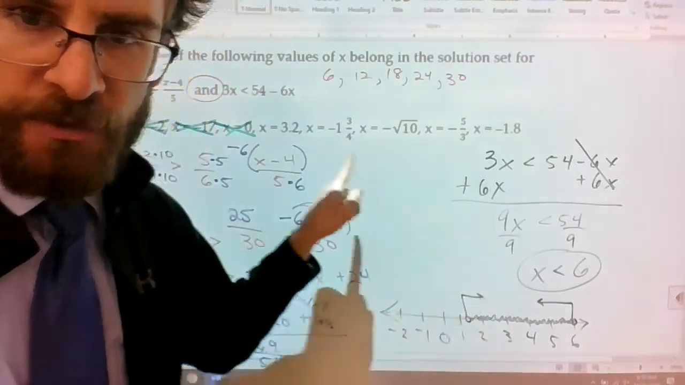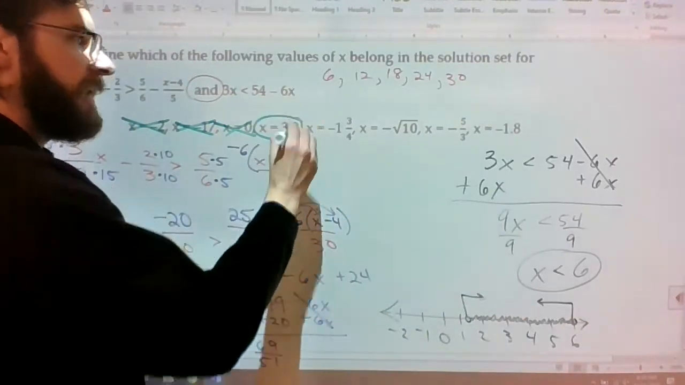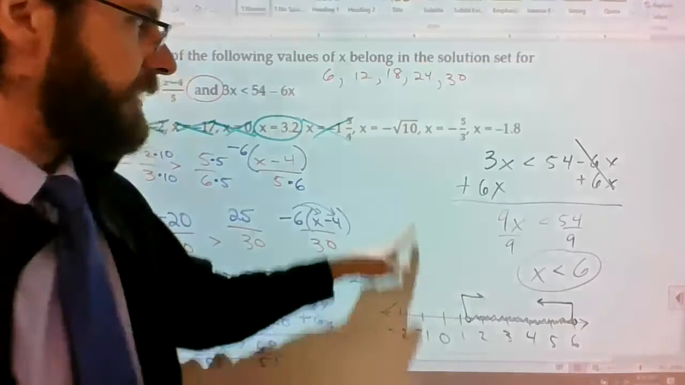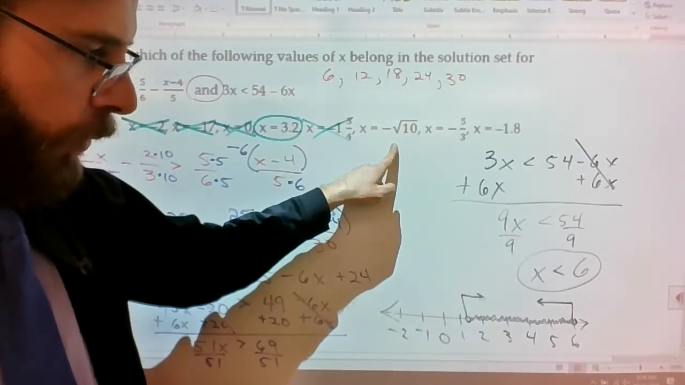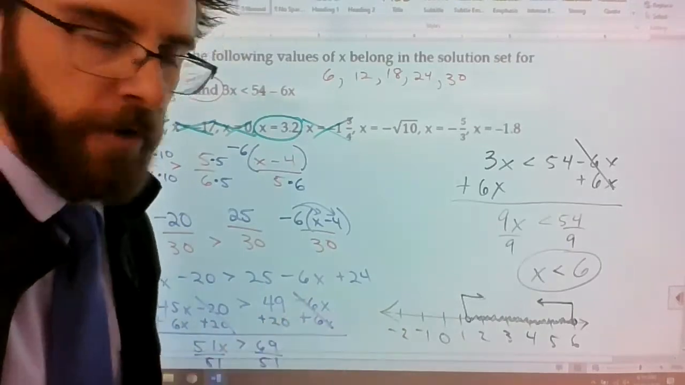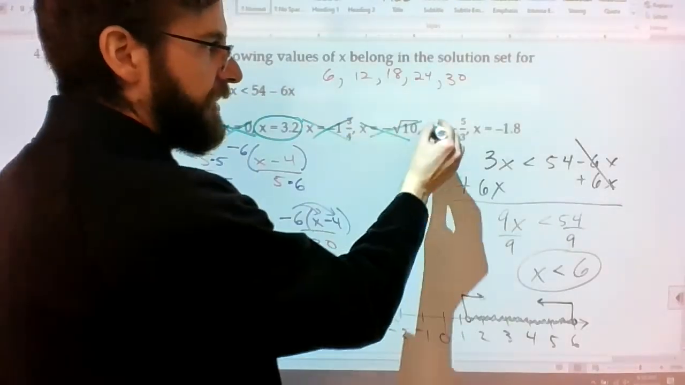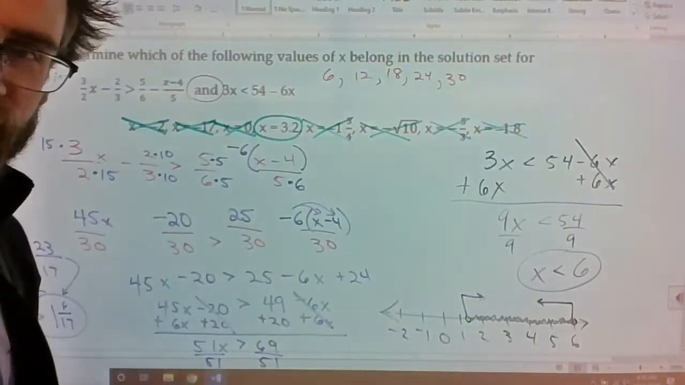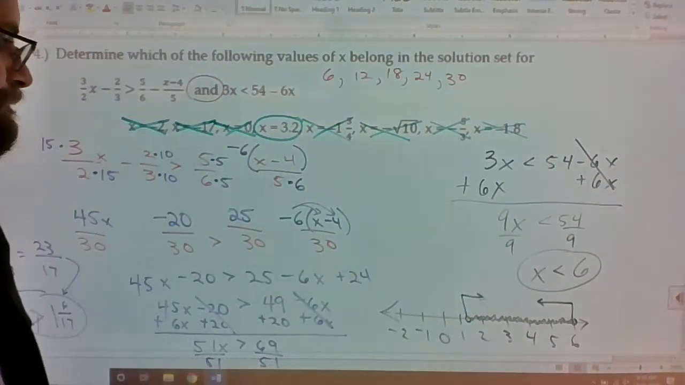3.2 is in the shaded region. How about -1 3/4? Nope. You know what? Negative anything doesn't work, because you're not shaded anywhere left of 0 on the number line. So that negative's gone, and that negative's gone. Oh wow, okay, so 3.2 is the only one that actually works.